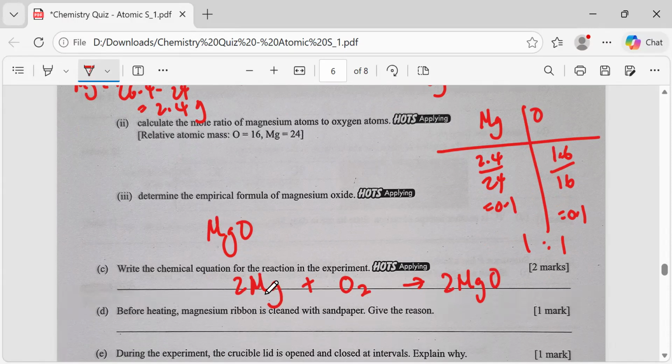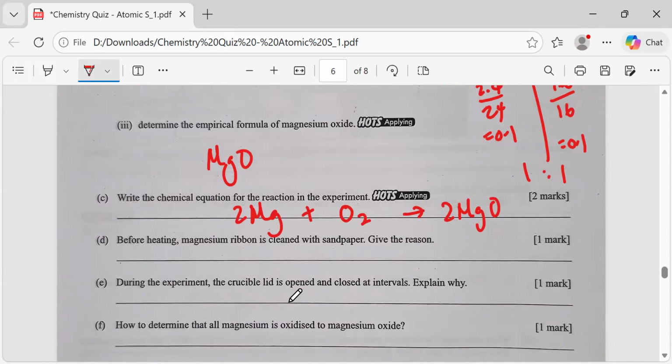Okay, this is the easy part. The calculation is the easy part. What happens is a few things happen. Your magnesium ribbon has to be cleaned with sandpaper. The reason is to remove the layer of oxide. There's a layer of oxide. You only want magnesium, you don't want magnesium oxide.